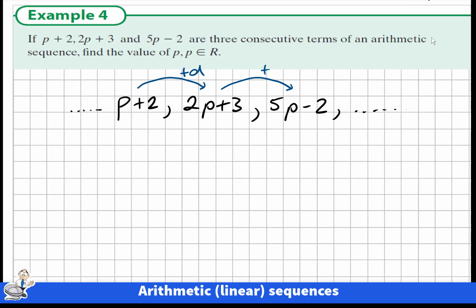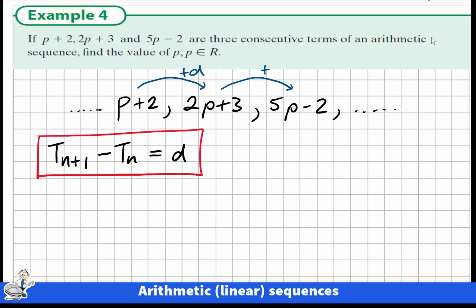So this is an important idea, that if I have one term, I'm going to call it term n plus 1, and I take away the term before it, I'm going to call that term n. So I'm taking away the smaller term from the bigger term, the earlier term from the later term. The answer to that is the common difference. So the common difference is the difference between one term and the next. Does that make sense?